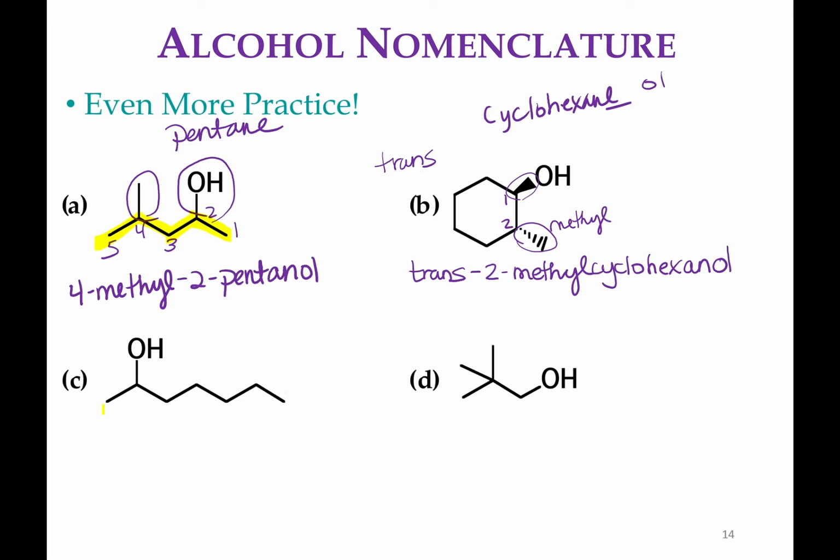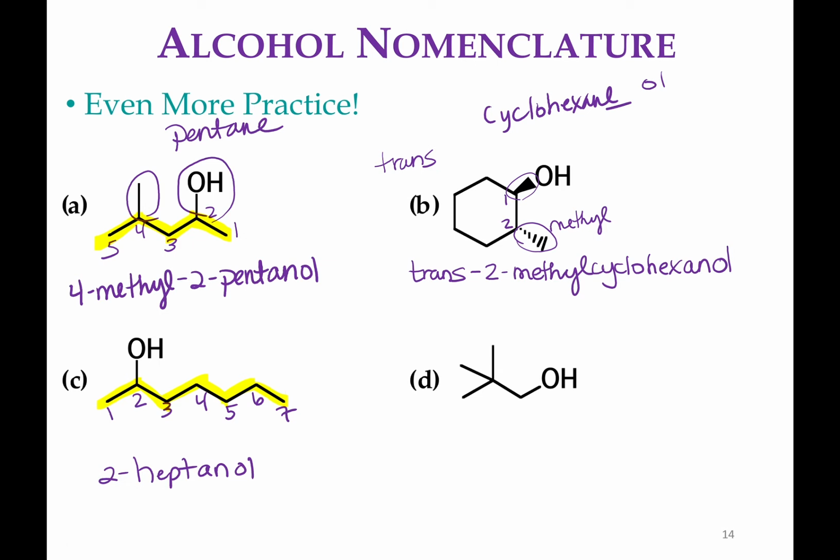Let's number our carbons. 1, 2, 3, 4, 5, 6, 7 is our longest chain, I think. But let's just double check. 1, 2, 3, 4, 5, 6, 7. This one's actually pretty simple compared to everything else we've been doing. We have 2 hept, and we drop the E, right? So we get rid of that E, and we change it to ol, 2-heptanol.